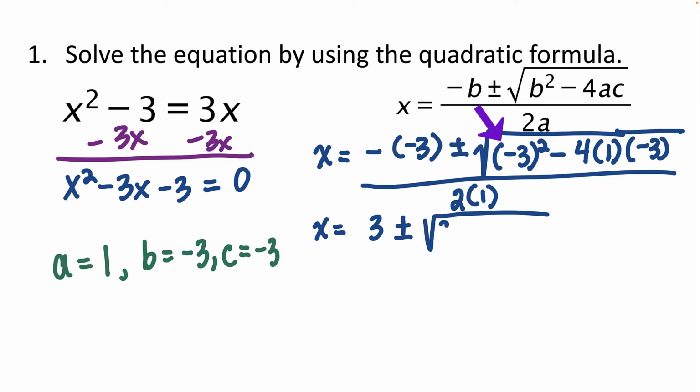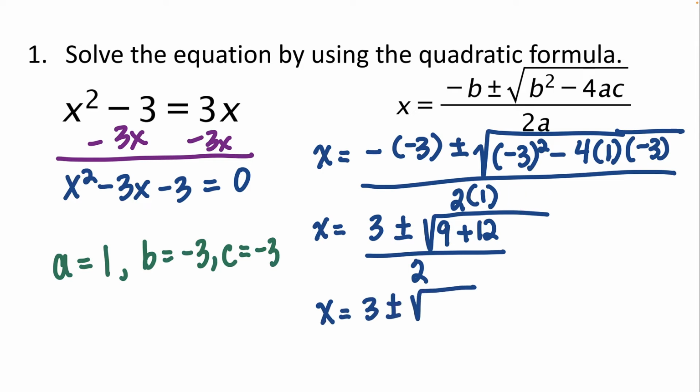Negative 3 squared is 9. Negative 4 times 1 is negative 4, times negative 3 will give us positive 12, all over 2 times 1, which is just equal to 2. So this will give us 3 plus or minus the square root of 9 plus 12, which is 21, over 2.